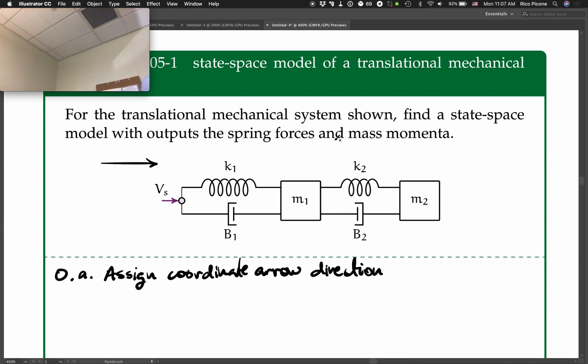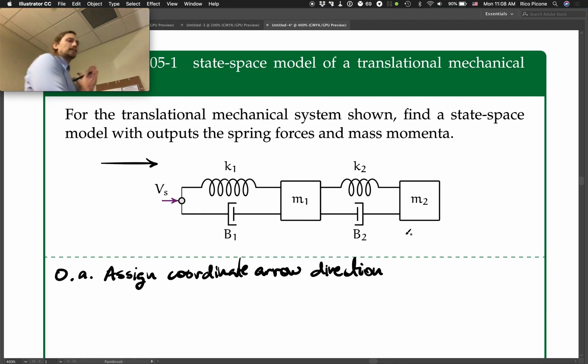We have a velocity source that's applied to this node. It's a massless node in the mechanical system. In a real system, maybe that means it's a very light mass compared to the other masses in the system. It's negligible in terms of its mass. And we're then going to go through a spring and a damper to mass 1, a lumped mass, and then through another spring and damper to another mass.